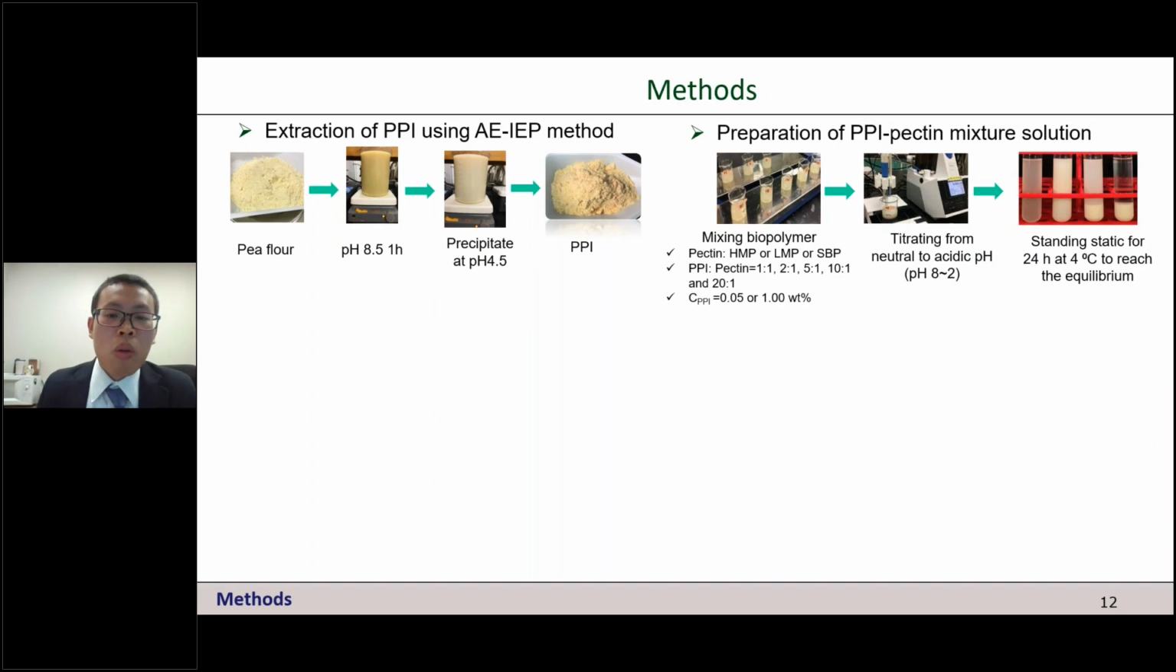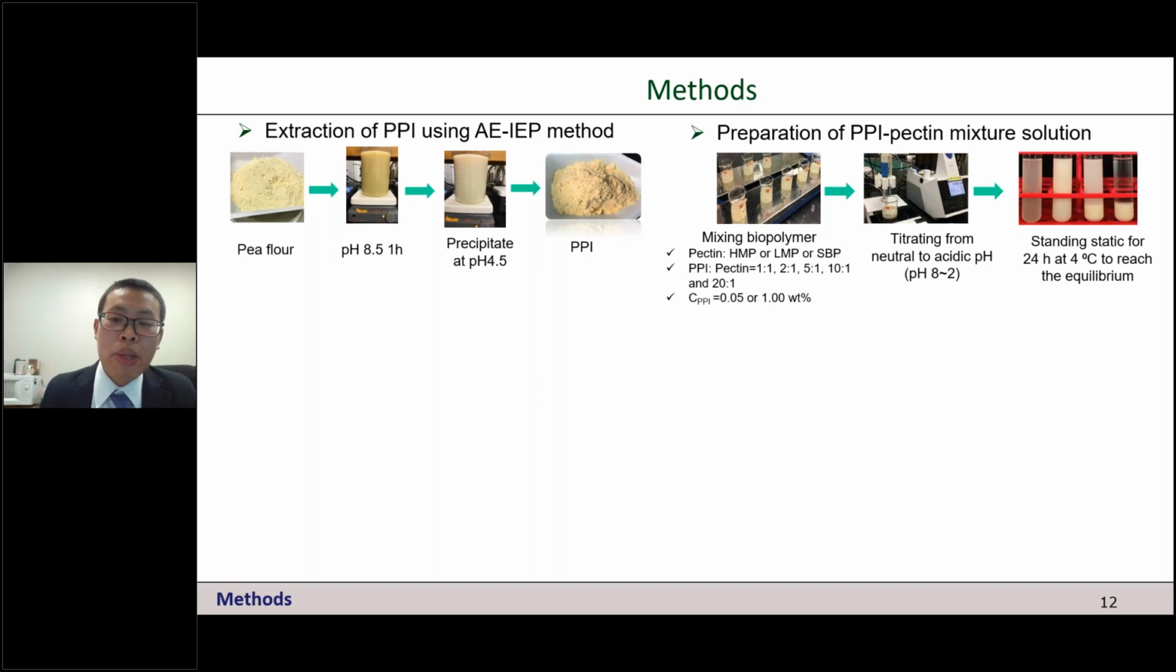First of all, we extracted PPI from yellow pea flour using the alkaline extraction isoelectric precipitation method by dispersing flour at pH 8.5 and thereafter precipitating the protein at pH 4.5. Then we prepared PPI-pectin mixtures by mixing PPI and pectin stock solutions, either HMP, LMP, or SBP, at various weight ratios of PPI to pectin from 1:1 to 20:1 to study impacts of mixing ratio and charge density of the polysaccharide.